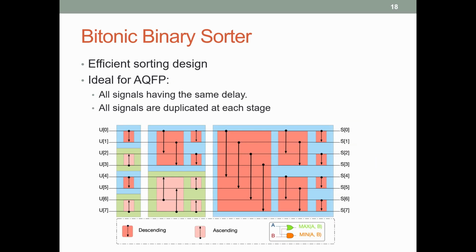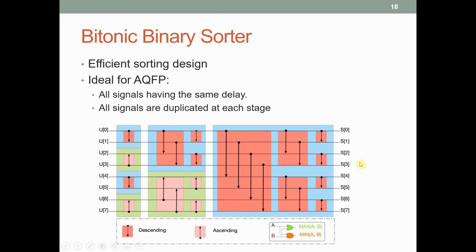For the sorter, we're using a bitonic sorter because it is an ideal structure for the AQFPs. It is quite useful, and it can implement an approximation of the multiplication and accumulation, and also the activation functions. This structure is ideal for AQFP because all the signals have the same delay, and all the signals are duplicated at each stage. So the fan-out is the same, and the delay is the same. So there is no need for additional buffers. So the design can be quite beautiful.